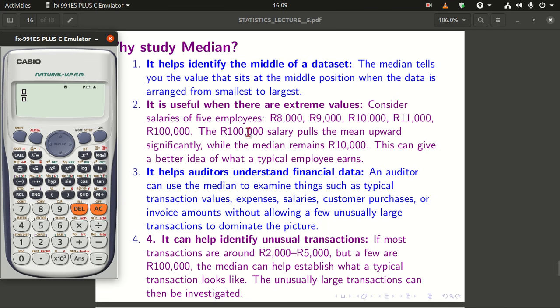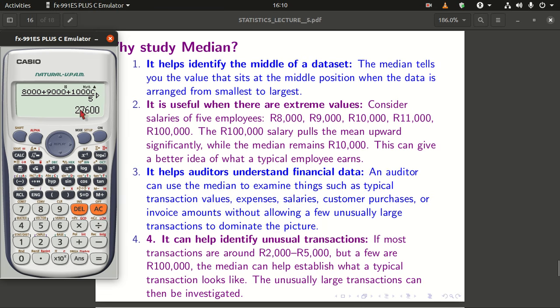let's say now, let me write this. So you have 8,000, I'm calculating the mean here, plus 9,000, plus 10,000, plus 11,000, plus 100,000, and then divide by how many of these? 1, 2, 3, 4, 5. We have 5 of these things. The mean average is 27,000.